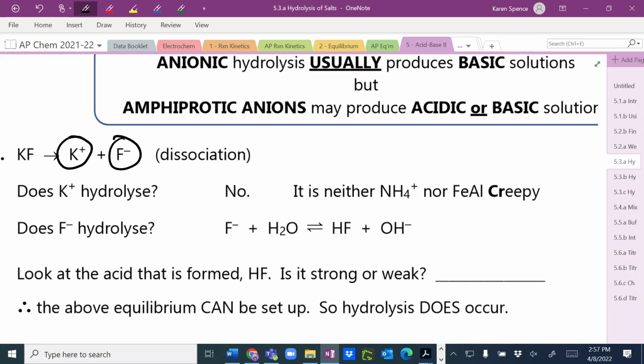Then we ask, does the cation hydrolyze? And we say, no, it's not ammonium. It's not a fill-in-the-blank metal, so it does not. Does F- hydrolyze? If you put F- with water and say, will it accept a proton? We end up with HF. Is that okay? Will that occur? Is HF strong or is it weak? It is weak.